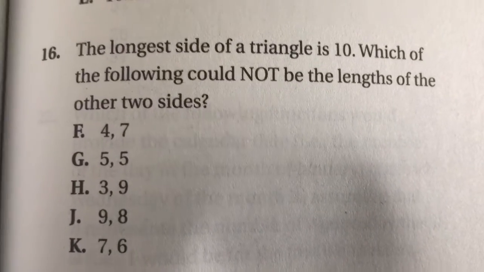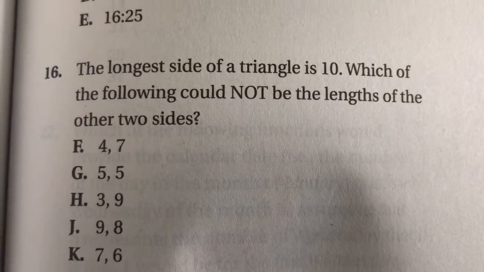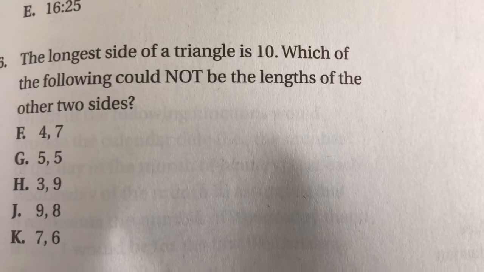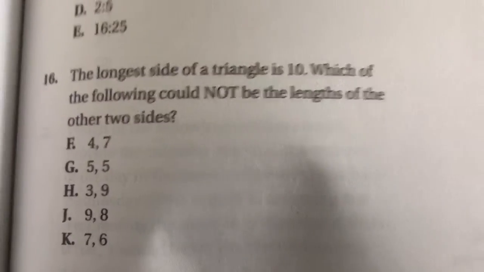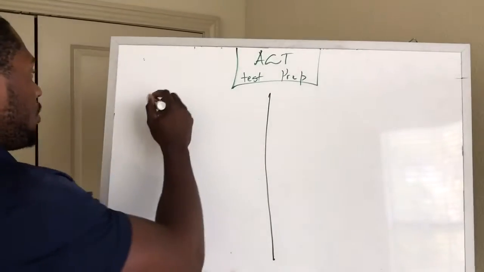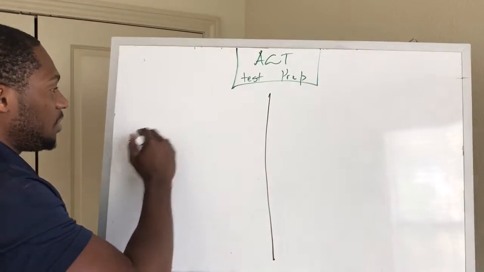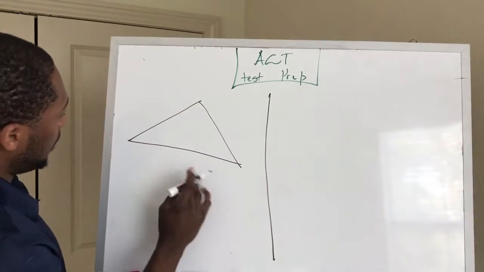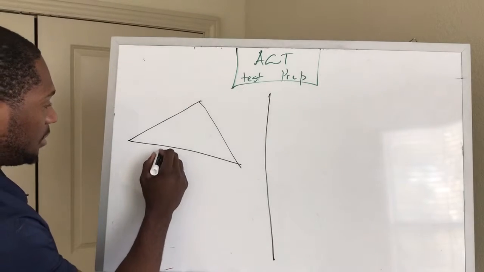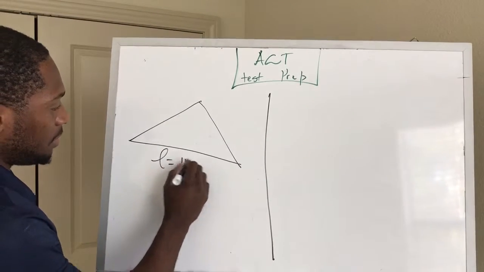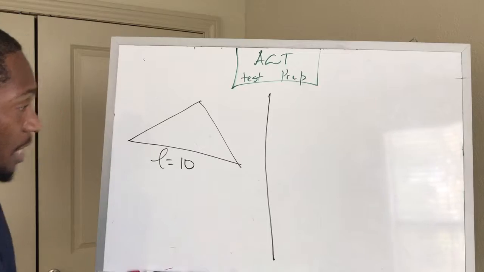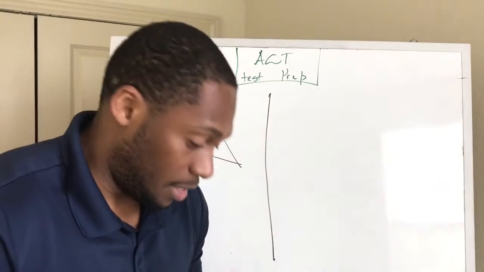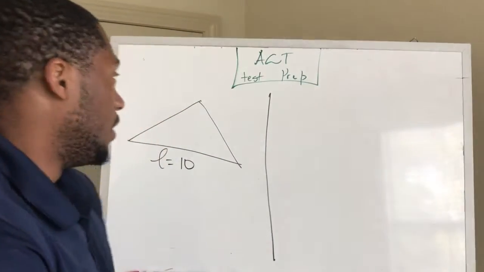There you go. So it says the longest side of a triangle is 10. Which of the following could not be the lengths of the other two sides? So think about a triangle. It doesn't say any specific triangle. So we consider this as the longest side. That one is 10. So it asks us which one cannot be the side of the other two, the dimension or the length of the other two sides.